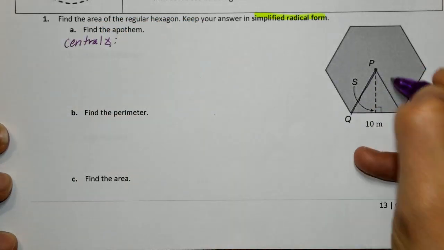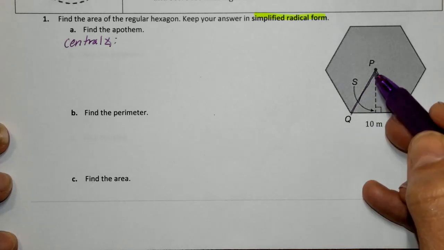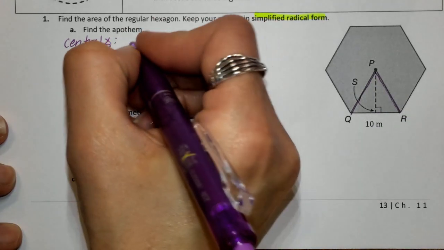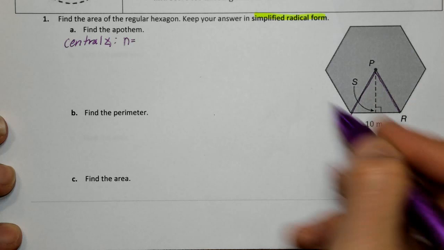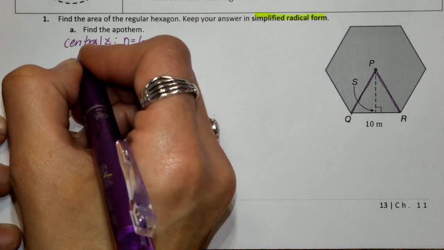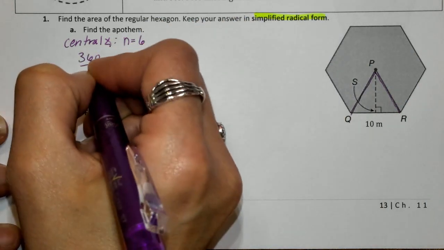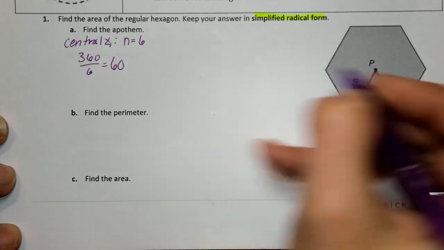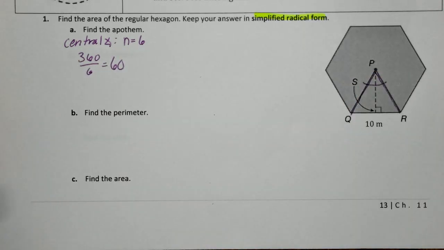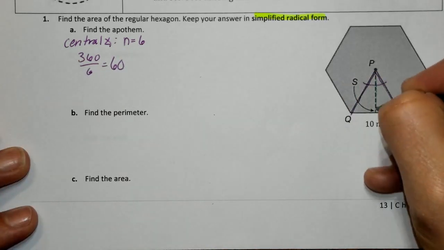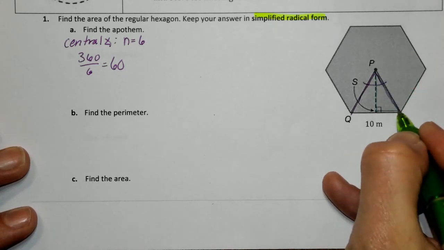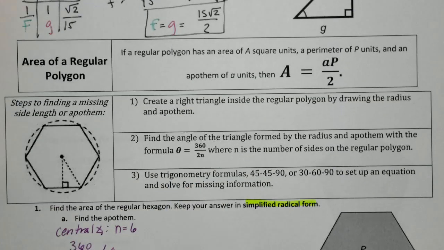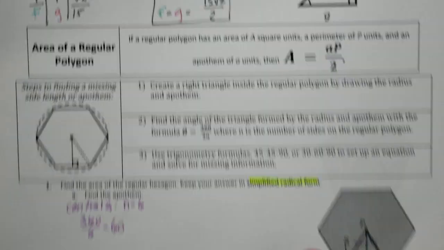And so we're finding the central angle of angle QPR. We have 6 sides, so n is 6. When we divide 360 by 6, the central angle is going to be 60 right here. And then what we do is we want to take half this triangle. And that's what's up here for number 1, create a right triangle.